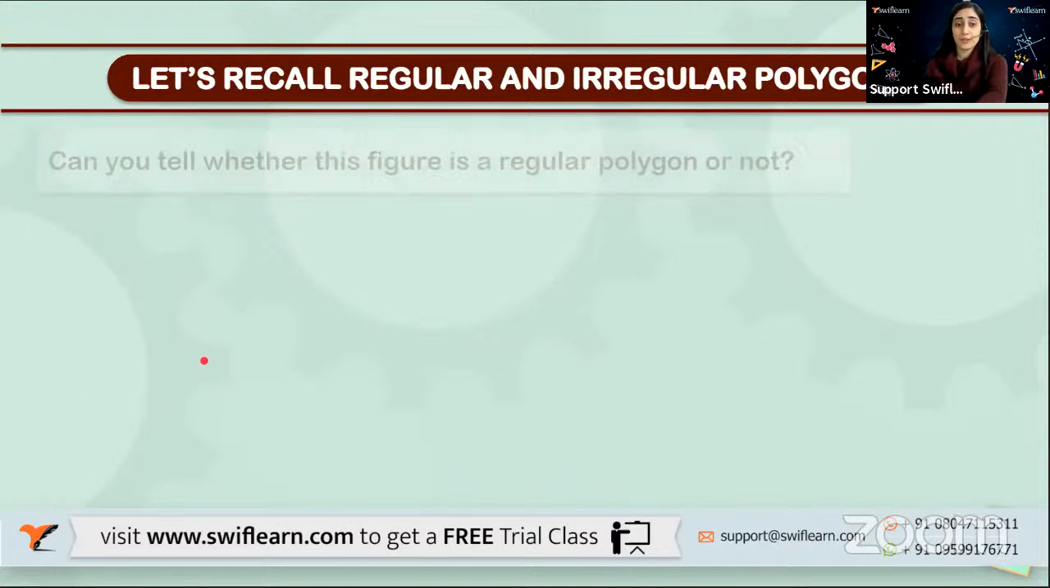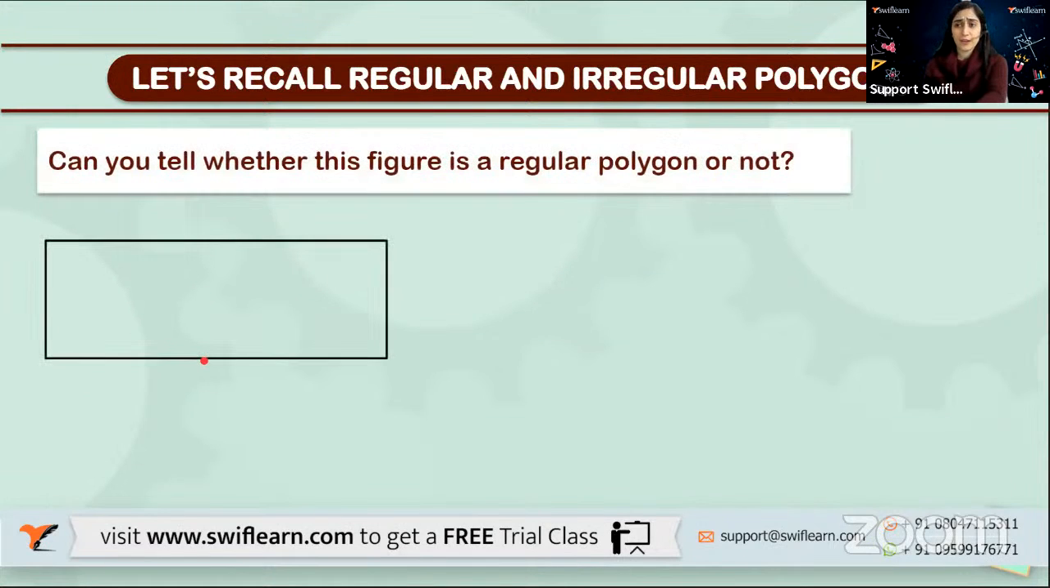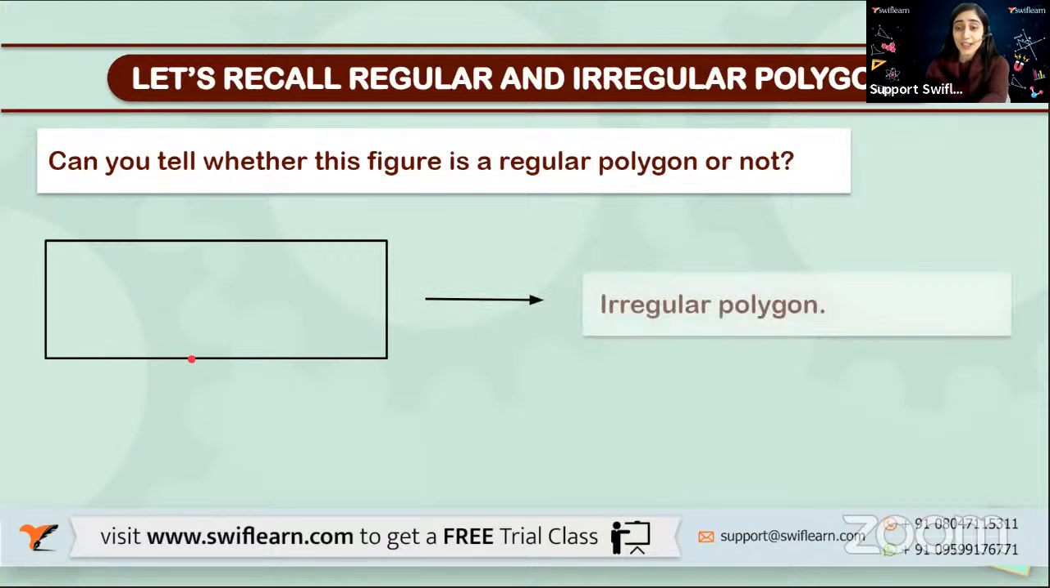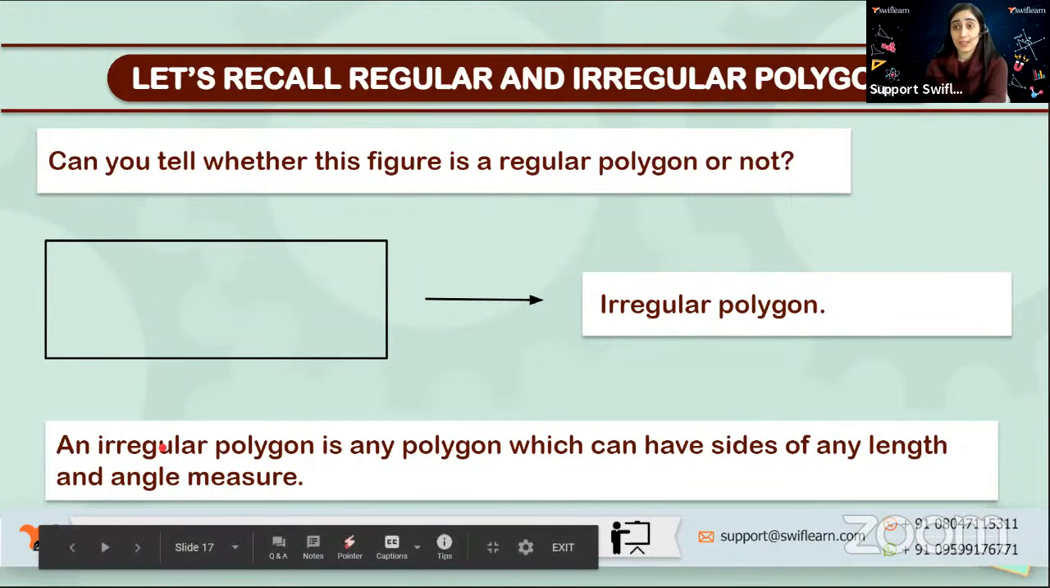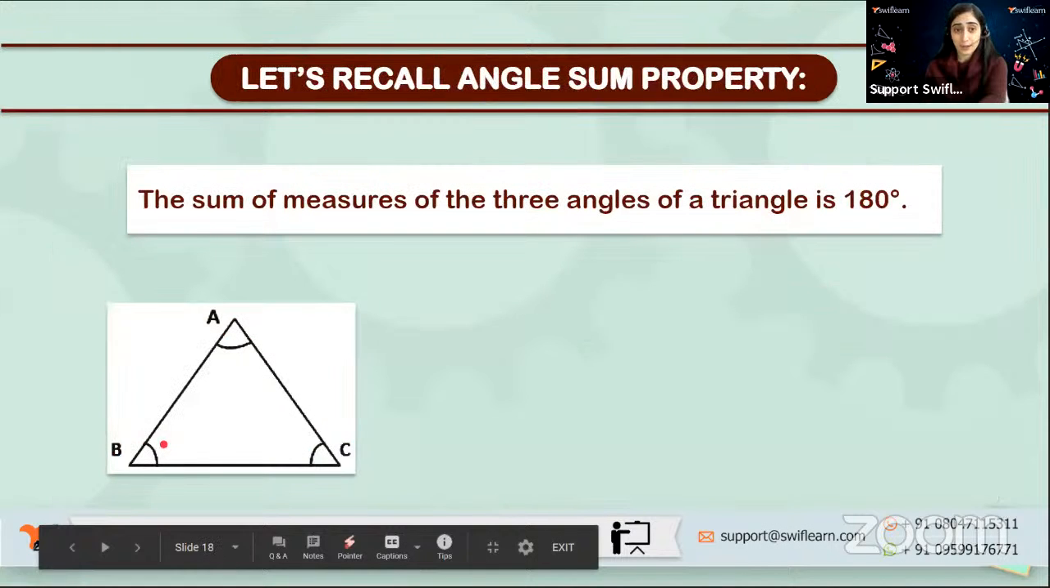All right, moving on to this one. Can you tell me, is this figure a regular polygon or not? Yes, well done. It is not a regular polygon. It's irregular. Why? It's a rectangle. Even though the angles are the same, only the sides in opposite directions are the same. All the sides are not the same. It's not an equilateral figure, right? That's why we call it an irregular polygon.